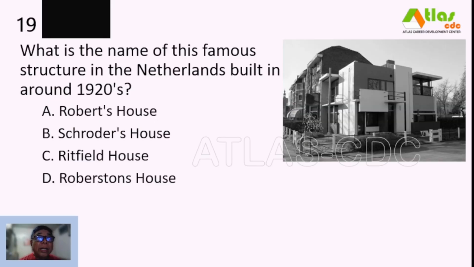Number 19. What is the name of this famous structure in the Netherlands built in around 1920s? A. Robert's House. B. Schroeder's House. C. Rietveld House. D. Robertson's House.